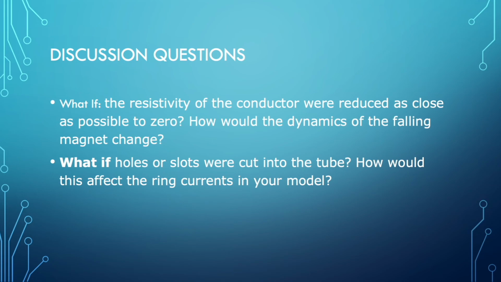Also, what if there were holes or slots cut in the tube? How would this affect the ring currents in your model? This would make the strength of the rings of current much weaker, and the magnet would fall much faster through the tube.